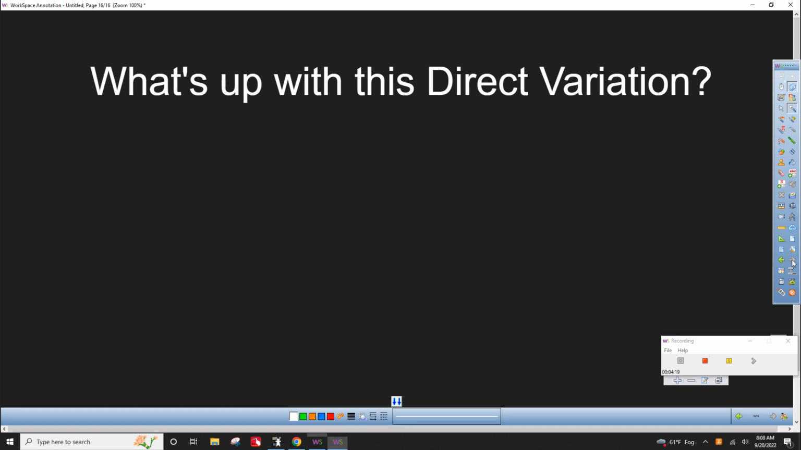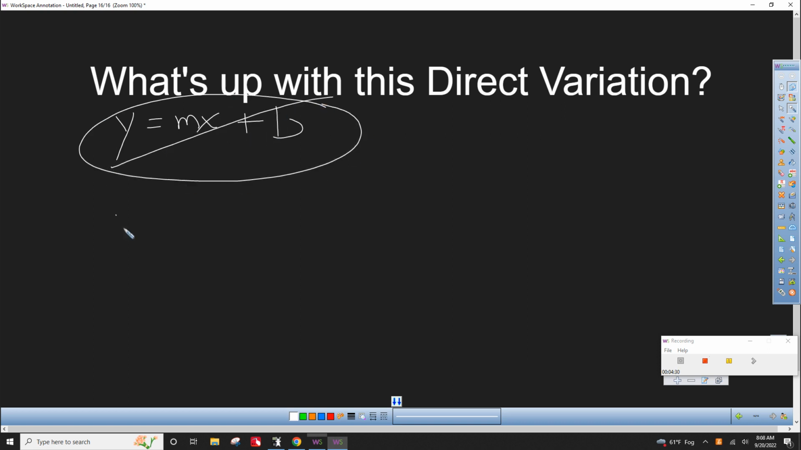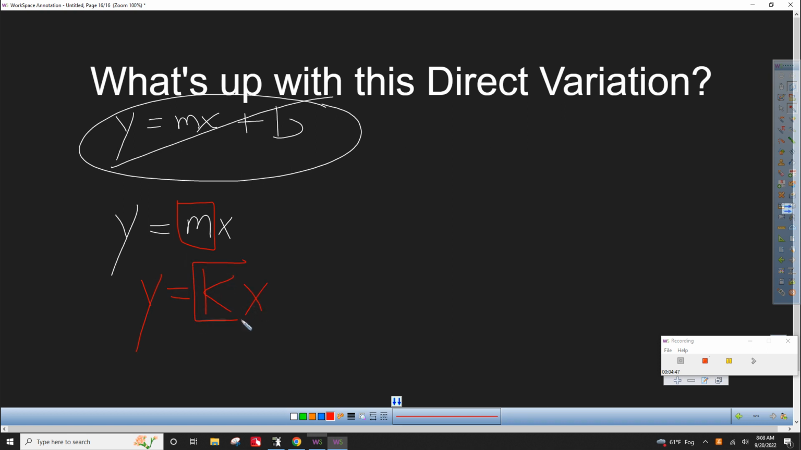Okay, so what's direct variation? Well, you already know about y equals mx plus b. That is not direct variation. Direct variation is y equals mx. So basically, it's a line whose y-intercept is 0. But in the case of direct variation, for some reason, since it's just a constant that varies, we change that m to a k. That's all direct variation is. Not a big deal at all.